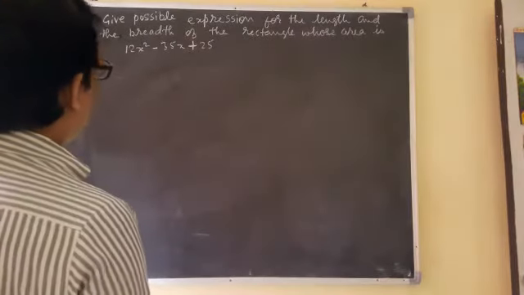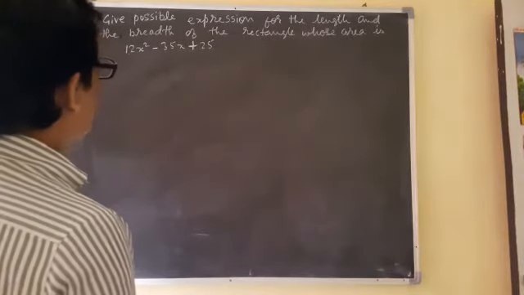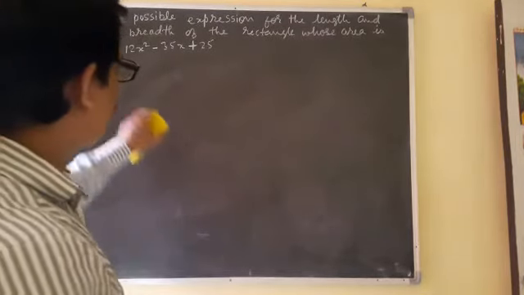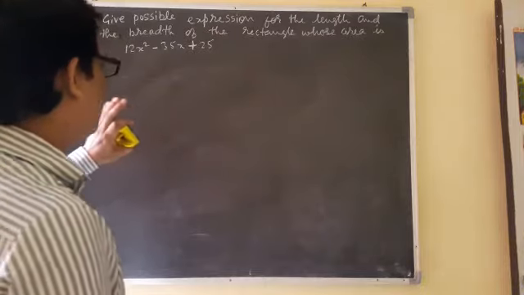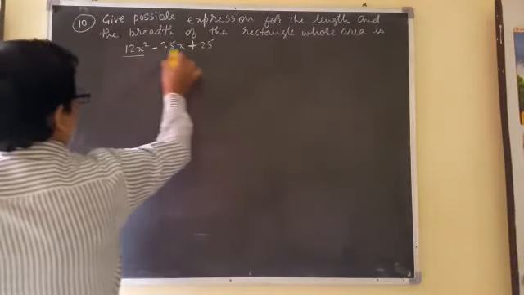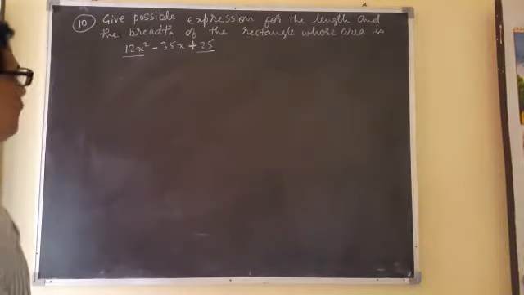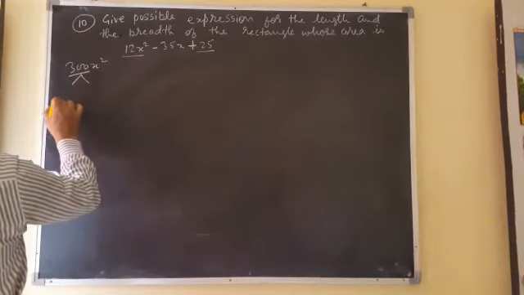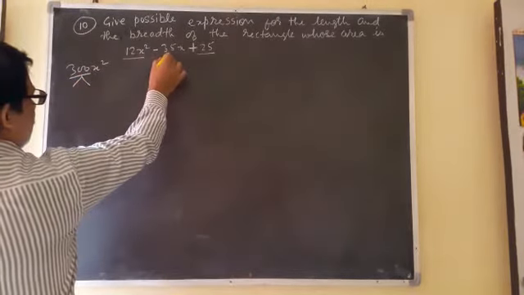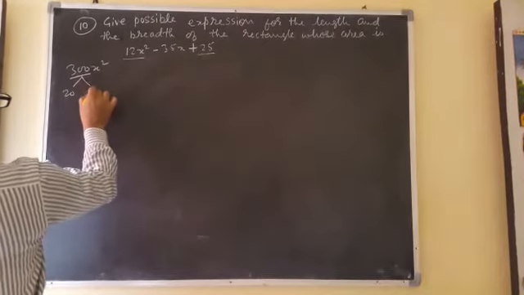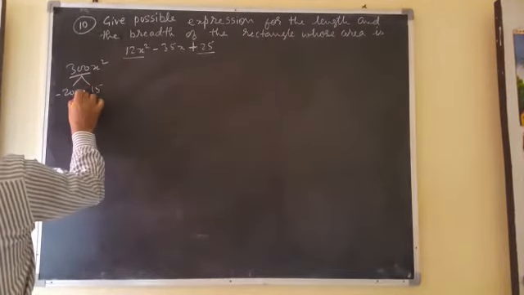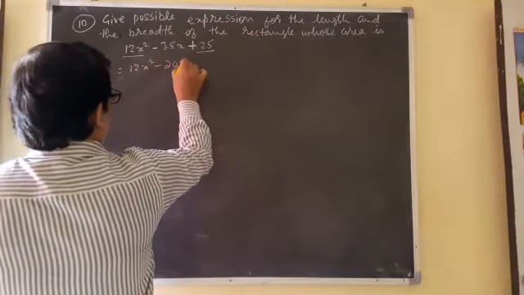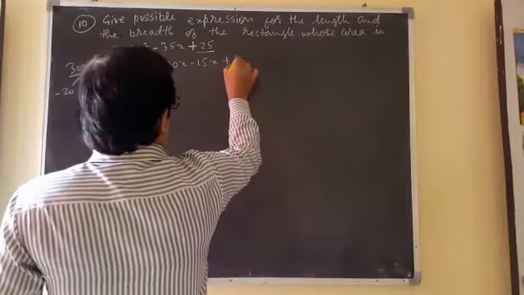Now let us see the next question. Give possible expressions for the length and the breadth of the rectangle whose area is 12x square minus 35x plus 25. Dear students, for this also we will take the help of middle term splitting. We will find the factors. For that we will multiply their extreme terms. When we multiply 25 into 12, that is equal to 300x square. Now we will split this 300 so that their sum must be minus 35. So 20 and 15, minus minus. Let us write 12x square minus 20x minus 15x plus 25.